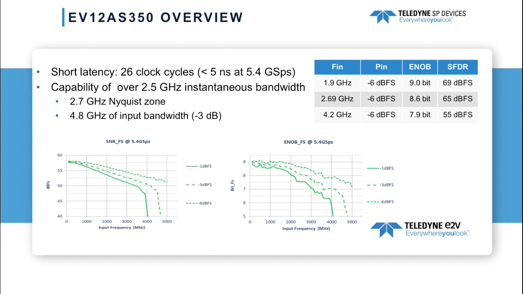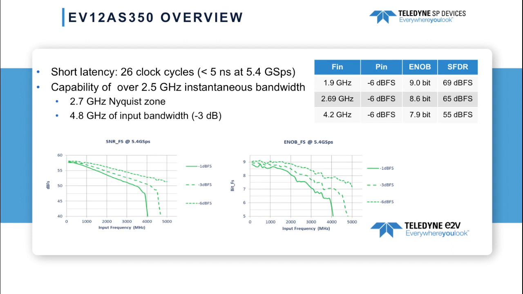Here's a bit more information on the EV12AS350. As I mentioned before, it's low latency. The latency through the whole converter is about 26 clock cycles, which is less than 5 nanoseconds when you're operating at 5.4 gigasamples per second. It has the capability of over 2.5 gigahertz of instantaneous bandwidth. The Nyquist zones are about 2.7 gigahertz. The analog input bandwidth is 4.8 gigahertz, and that's the 3 dB bandwidth.